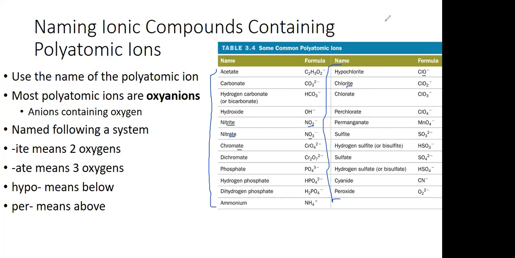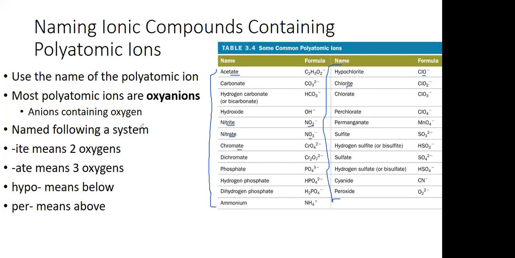Does this ite-ate only work with oxygen? Basically, these names only go with oxyanions for the most part. And there's contradictions all over the place. Acetate ends in ATE, but it has two oxygens. So honestly, the best way to learn these is probably through brute force memorization. And after a while, they'll just start to click, like phosphate, which again ends in ATE but has four oxygens.